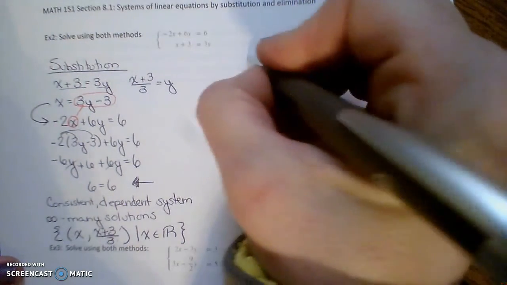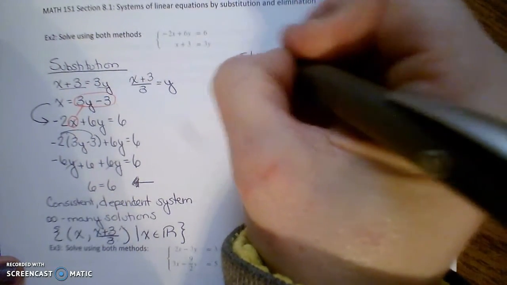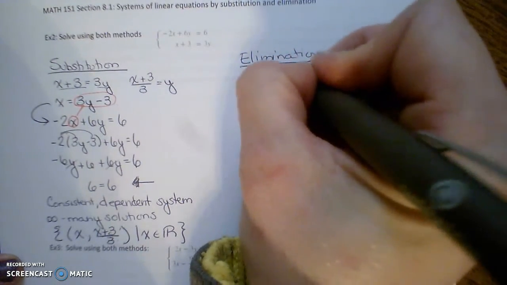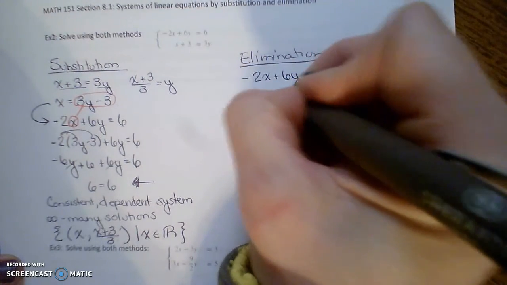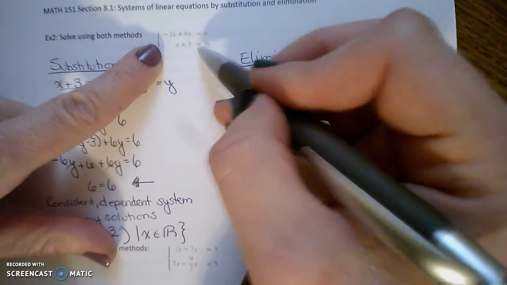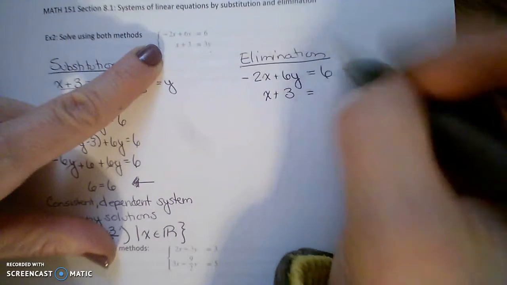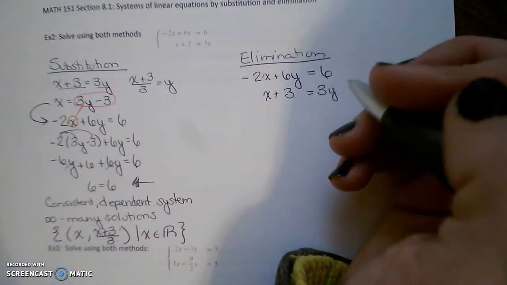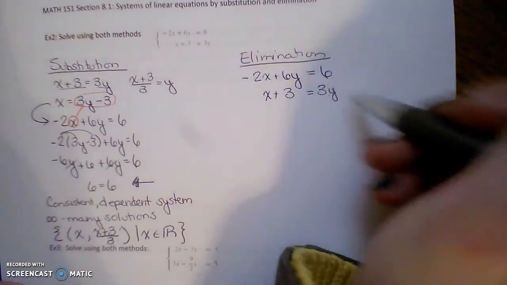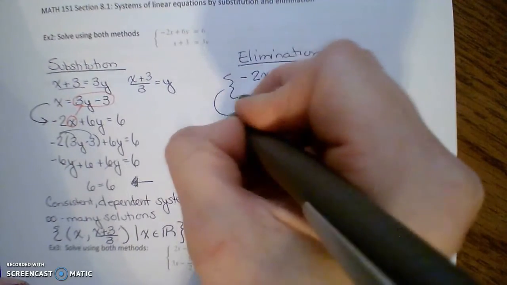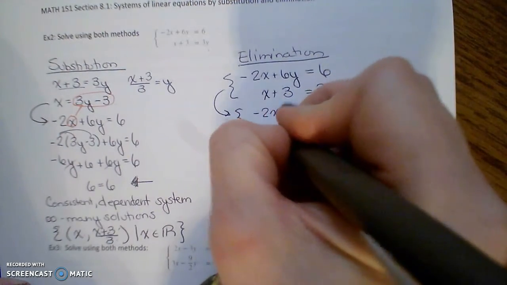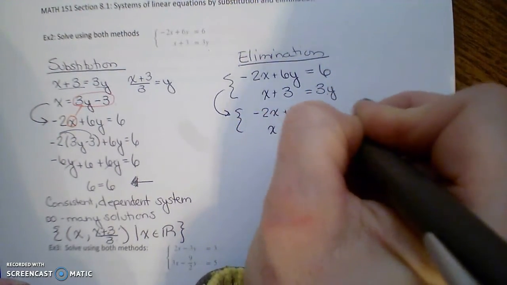Let's see what it looks like if we used elimination. I'm just going to write down those two equations. Negative 2x plus 6y equals 6, and x plus 3 equals 3y. But I would like to write it so that the x's and the y's are on the left, and then the number part's on the right. You kind of have to line up all the x's and the y's. So let me subtract 3y from both sides and subtract 3 from both sides to rewrite this system. My negative 2x plus 6y equals 6 stays the same, but now I've got x minus 3y equals negative 3.